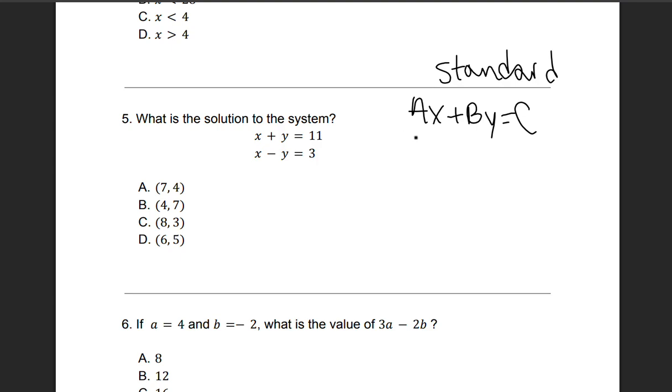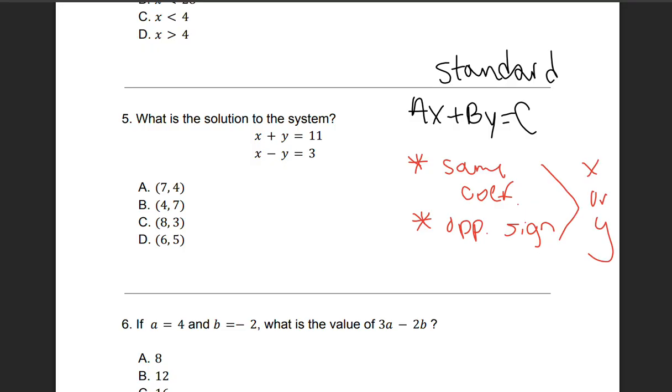Now, for elimination, we are trying to meet specific guidelines. I need to have the same coefficient with the opposite sign. And that is specifically for the x or the y. Well, when I look at my x and y's for each of them written in question 5, you'll notice there are no numbers written in front. There are no coefficients. Well, it is our responsibility to know that there are invisible ones technically written in front of each of these variables.